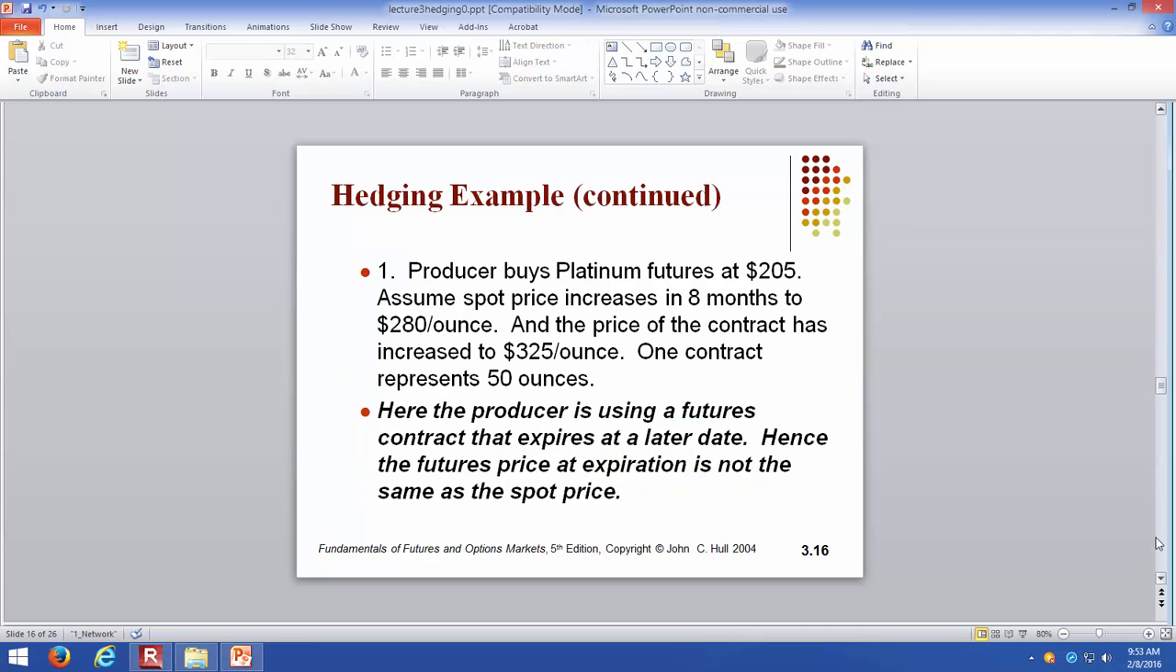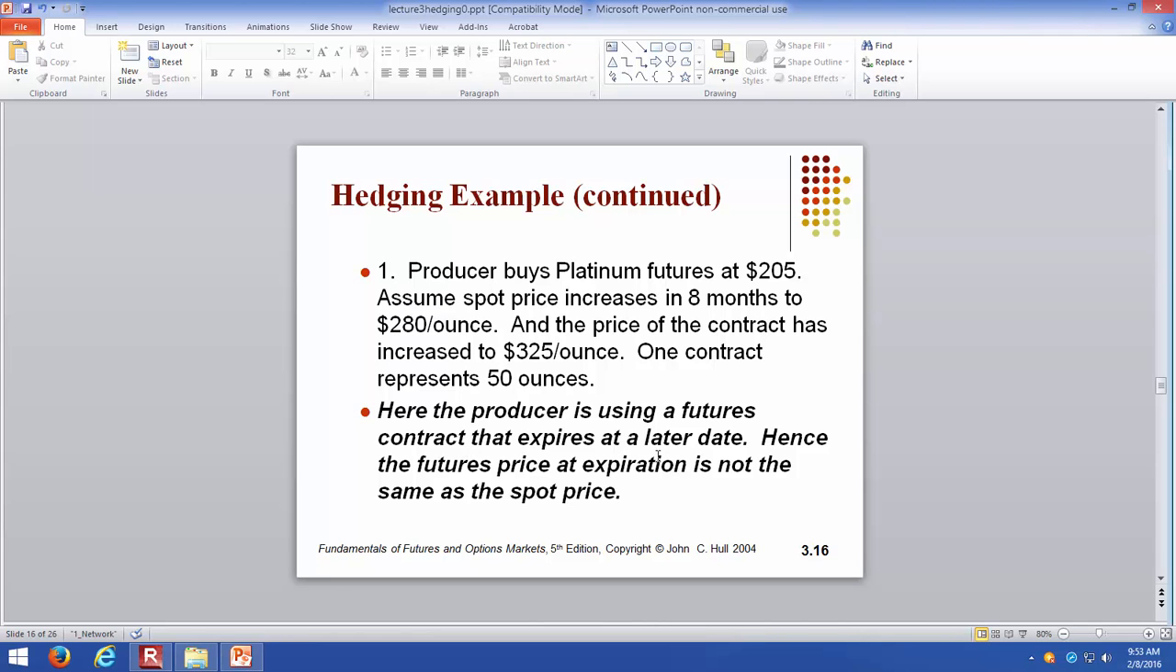Okay, so here the producer buys the platinum futures at 205, assumes the spot price increases in 8 months to 280 per ounce, and the price of the contract has increased to 325. One contract represents 50 ounces. So what are we doing here? He bought platinum futures at 205 and the end price is 280, and the price of the contract is 325. Okay, so why do we have basis risk?